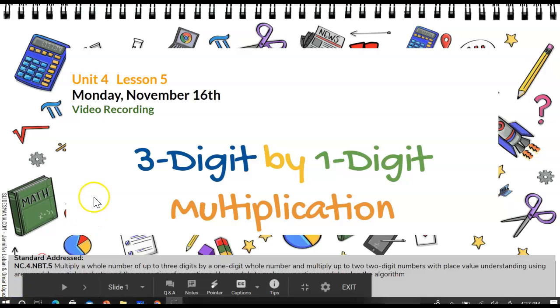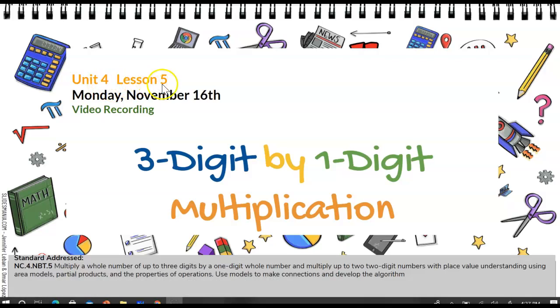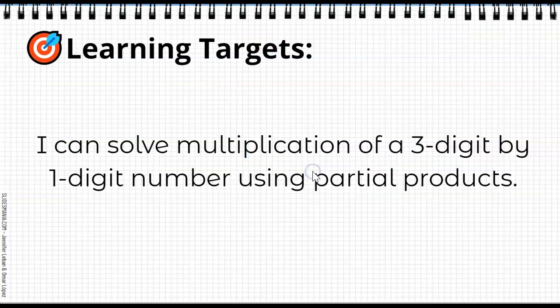Welcome students. Today is Monday, November 16th, and today we'll be going over Unit 4, Lesson number 5. And Lesson number 5 specifically will be teaching us about 3-digit by 1-digit multiplication. Our learning target for the day: I can solve multiplication of a 3-digit by 1-digit number using partial products.